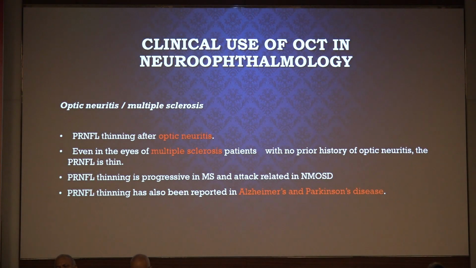These two things, the play of these two things, we'll see in the clinical use of OCT in neurophthalmology, our today's topic. So, in optic neuritis, what we see is there is thinning of the peripapillary RNFL. What is important is that it is not attack-based. That is, even if the patient has not had optic neuritis, has multiple sclerosis, then just like patients with Alzheimer's and Parkinson's, they show a progressive thinning of the RNFL. The same thing happens in multiple sclerosis. Whereas if a patient has NMO spectrum disorder, the patient gets an attack of optic neuritis and there is a thinning. So that's the main thing.